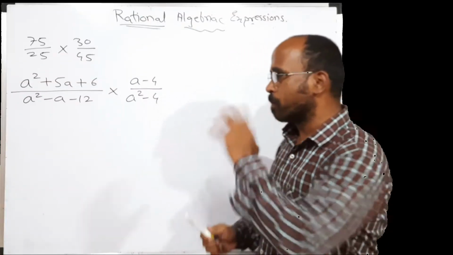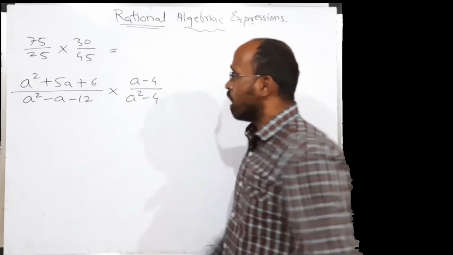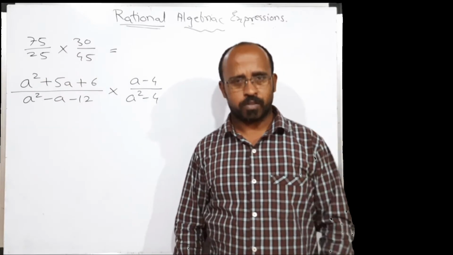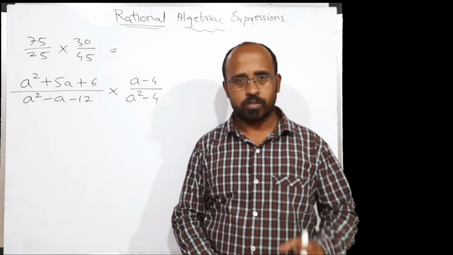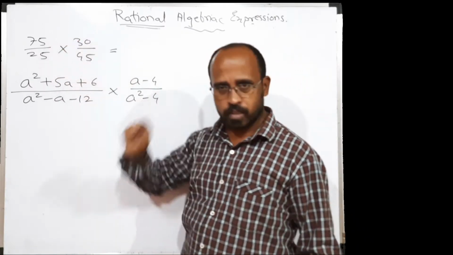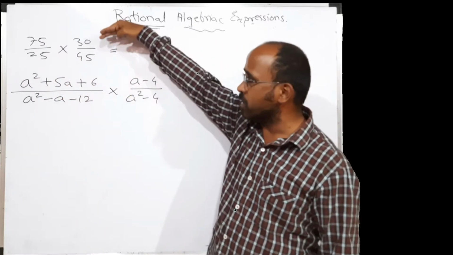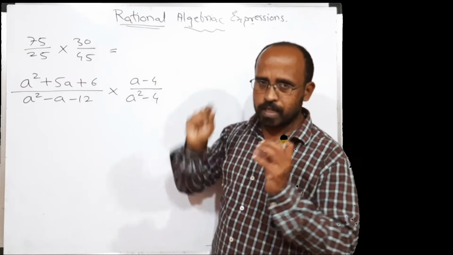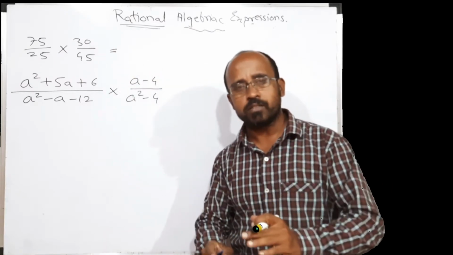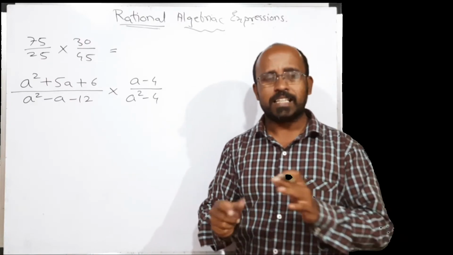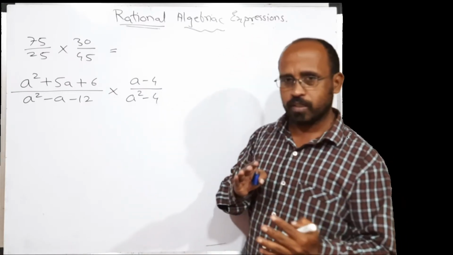Okay students, before solving rational algebraic expressions, let's recall how we solve rational numerical expressions. Suppose 75 upon 25 multiplied by 30 upon 45 is given. Will you multiply 75 by 30 and then 25 by 45 and then divide the multiplication of numerators by the multiplication of denominators? If you are doing this, you are good. But that is very ordinary. That is not a Mentos zindagi. What is the Mentos zindagi?